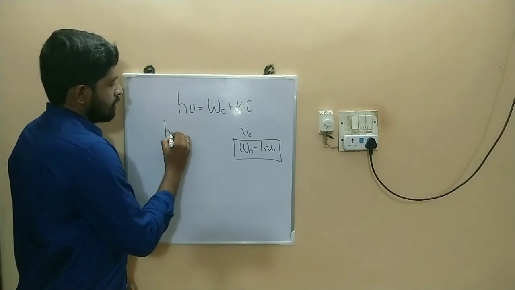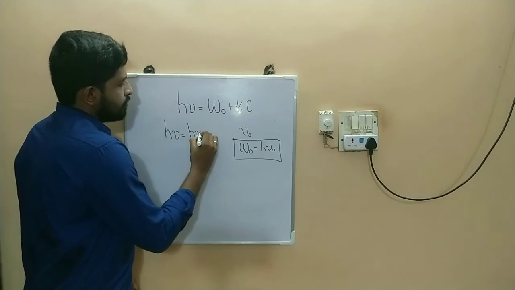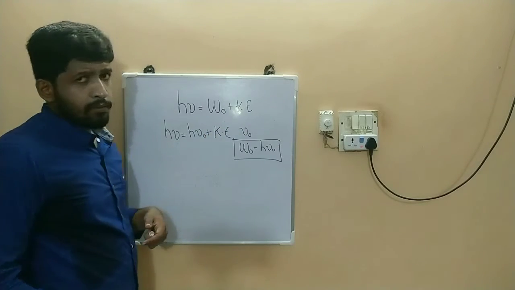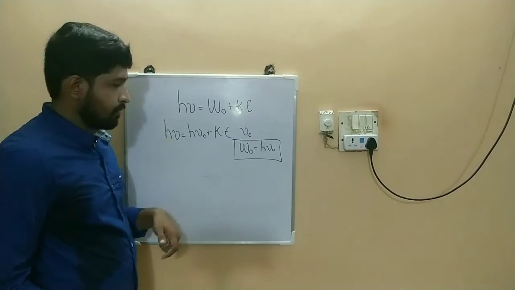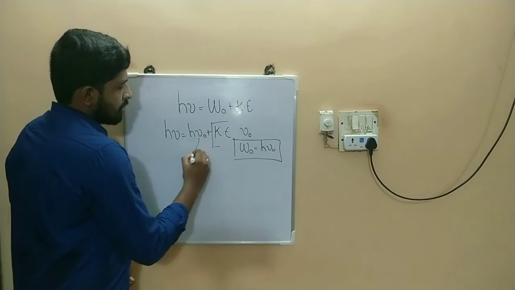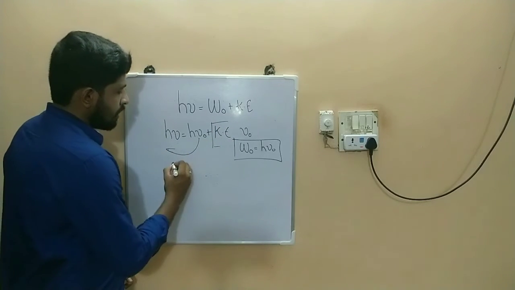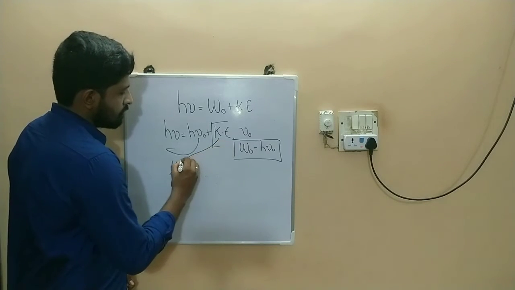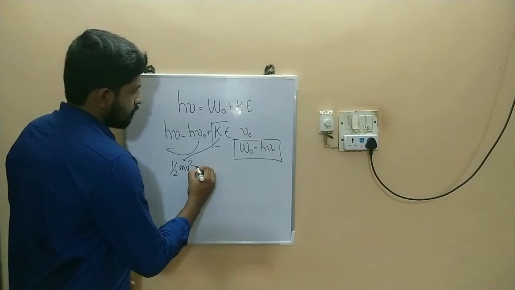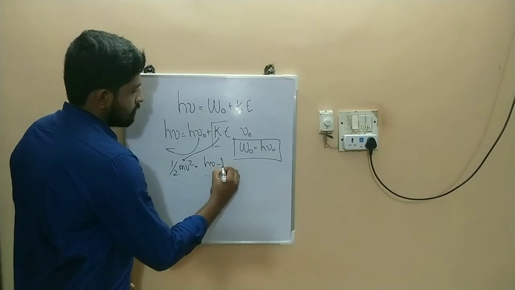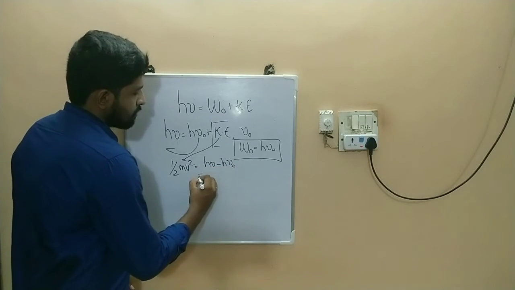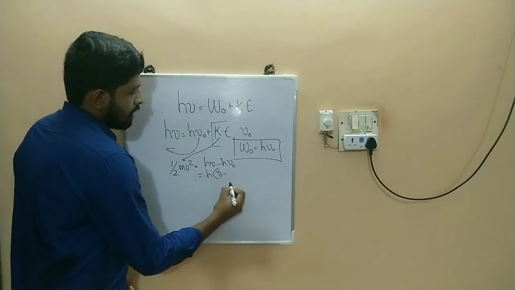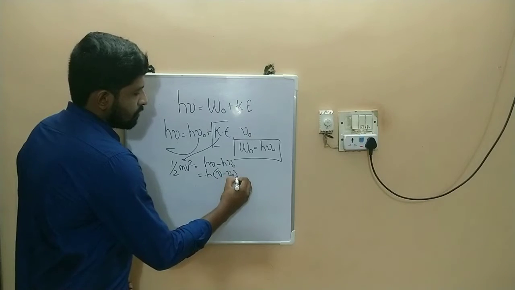So we can write that h nu is equal to h nu 0 plus kinetic energy. We can write the formula of the kinetic energy as half mv square. Taking h nu 0 to this side, we can write half mv square, which is the kinetic energy, is equal to h nu minus h nu 0. The Planck's constant is common, so we can write h into (nu minus nu 0).